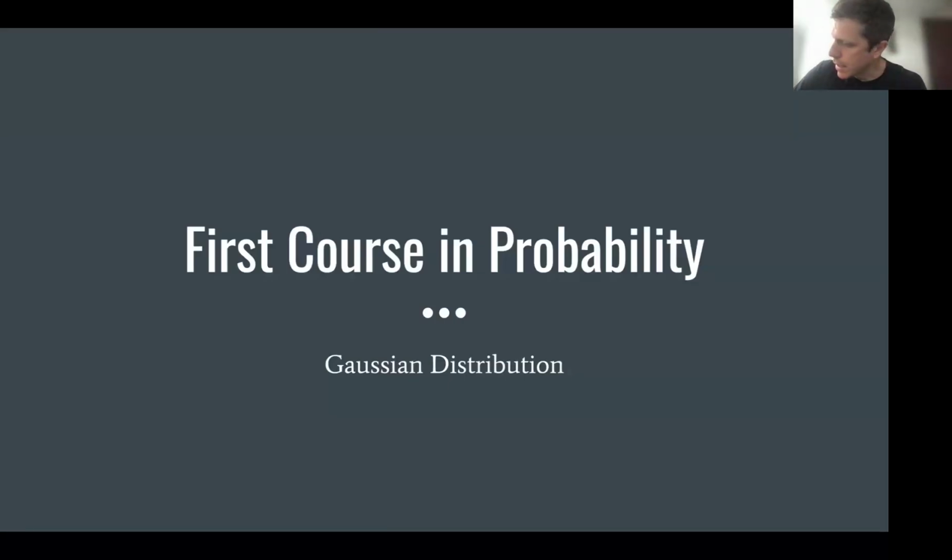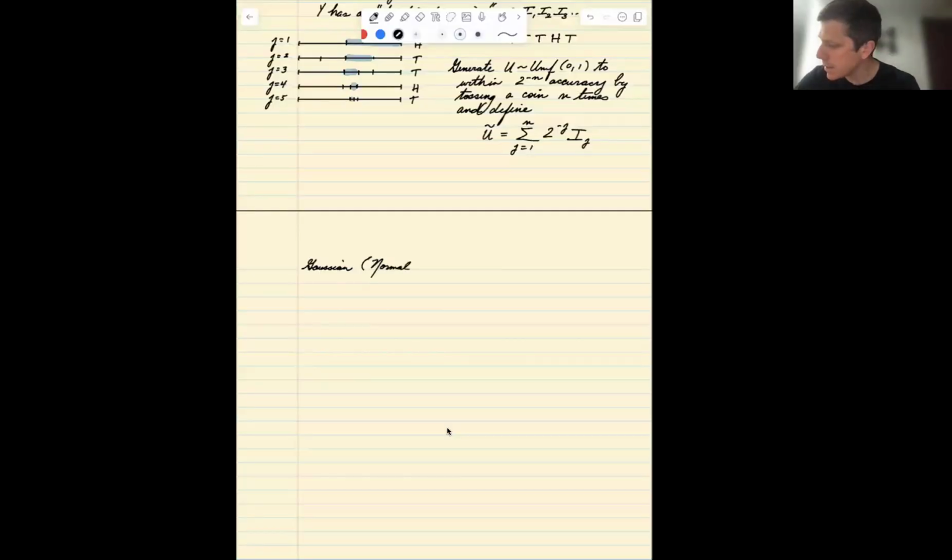All right, our next topic now is the Gaussian or the normal distribution, which in many ways is the most fundamental and most important distribution in all of statistics. A lot of statistics applications involve the normal distribution, for reasons we'll see later in the course. But for now, we're going to record the basic properties of the normal distribution.